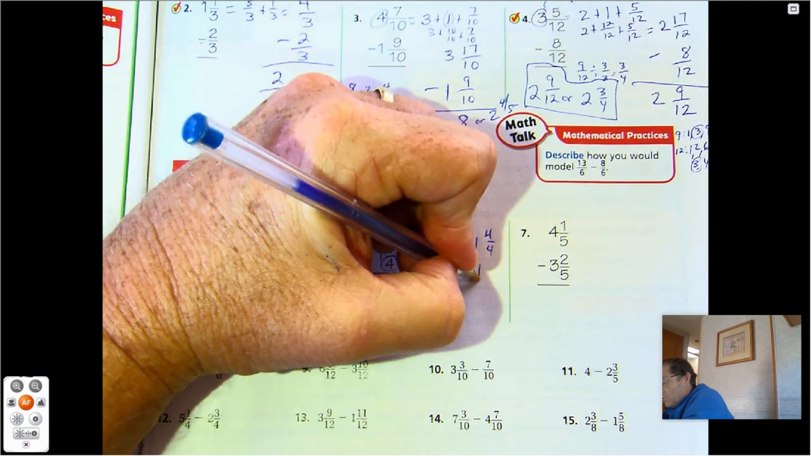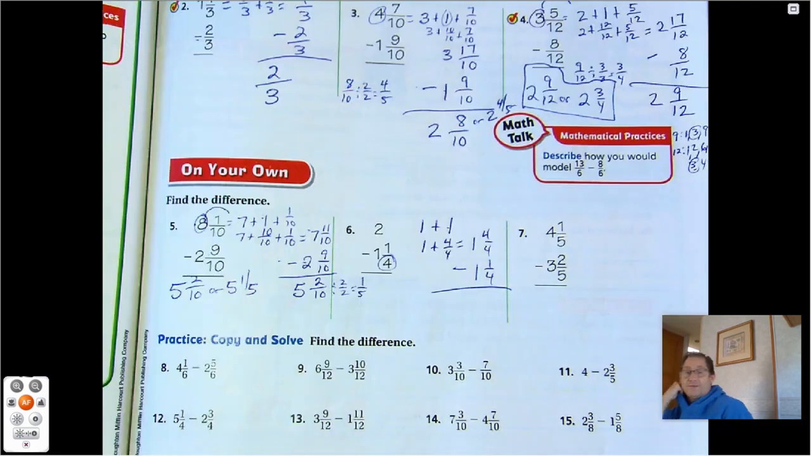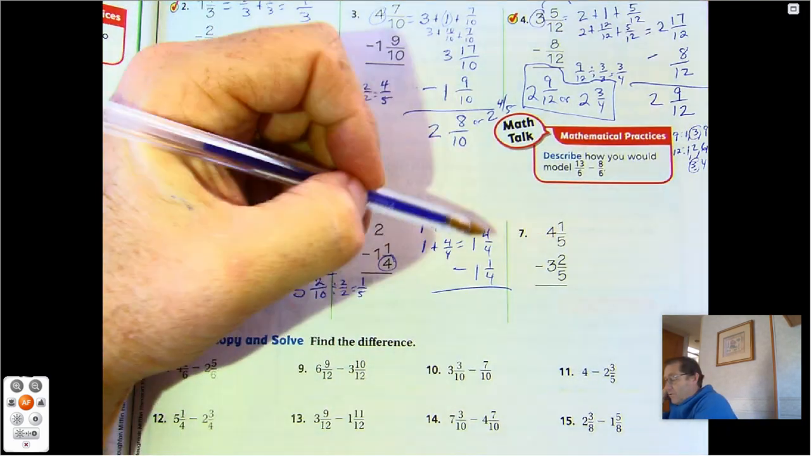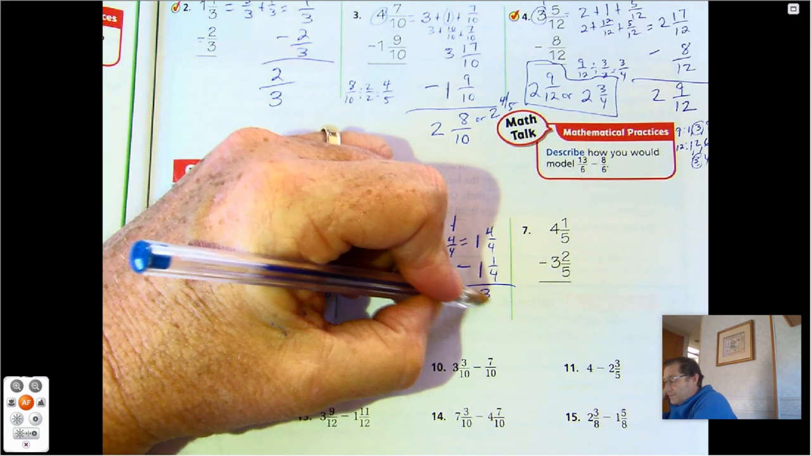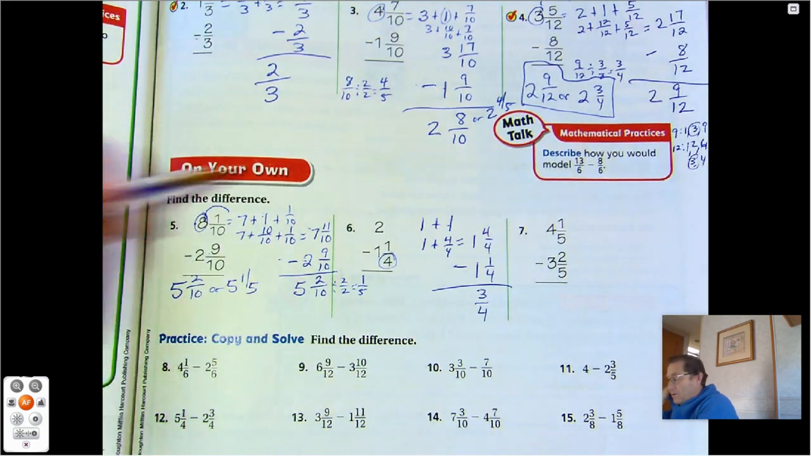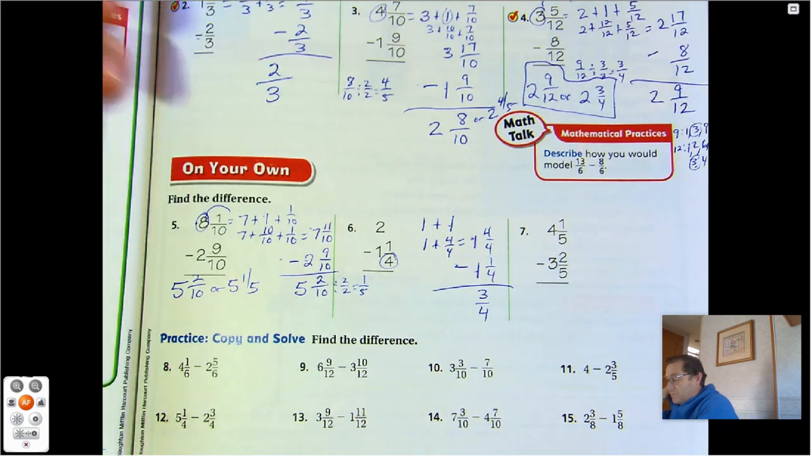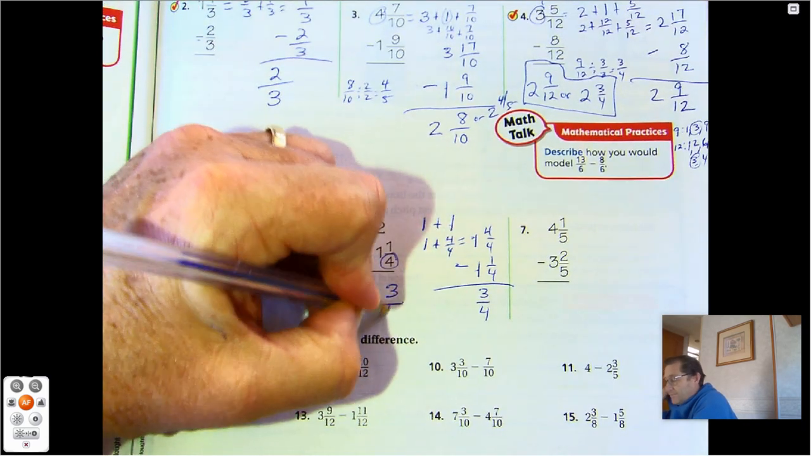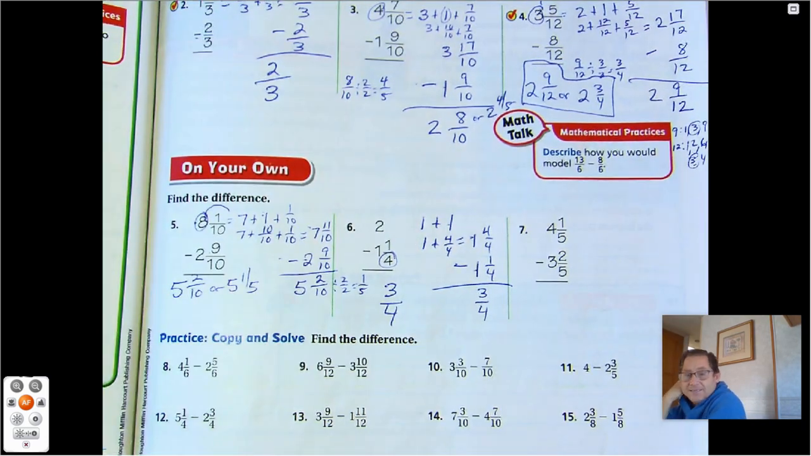Take away 1 and 1/4. Well, 4/4 take away 1/4 is 3/4. 1 take away 1 is 0. So our answer is 3/4. And that's in simplest form. 3 is prime and is not a factor of 4.